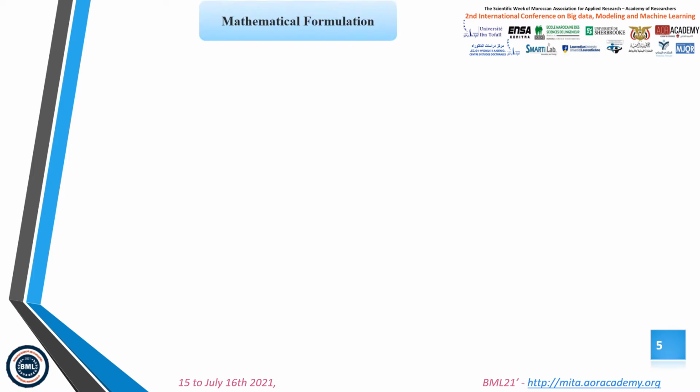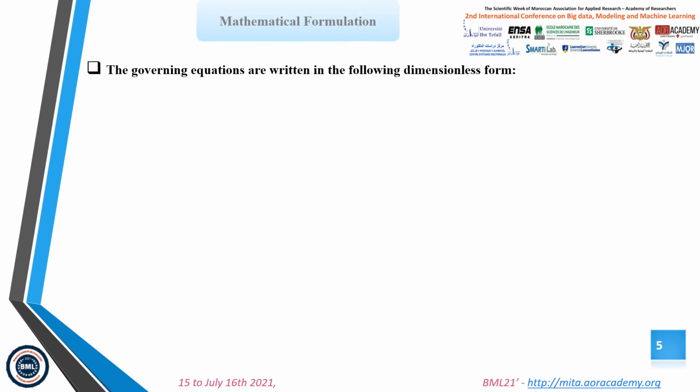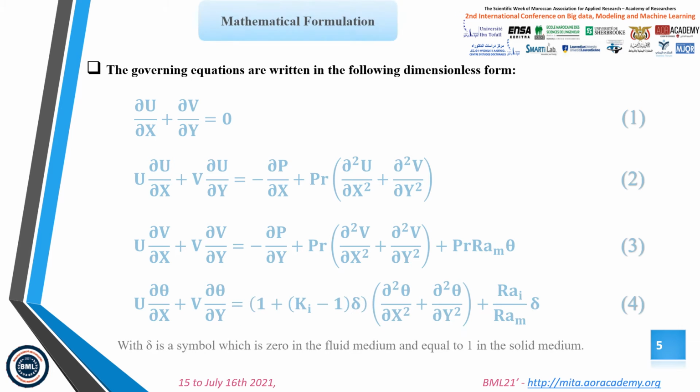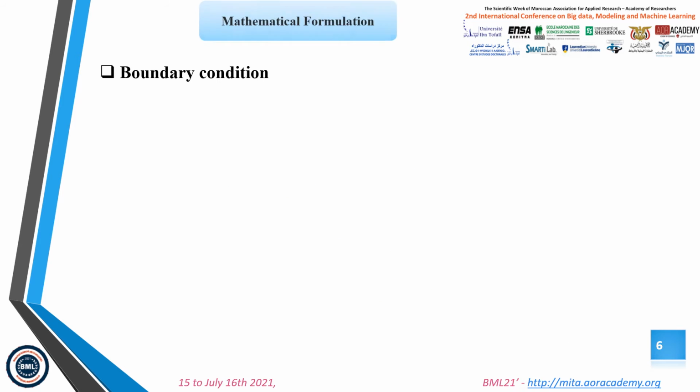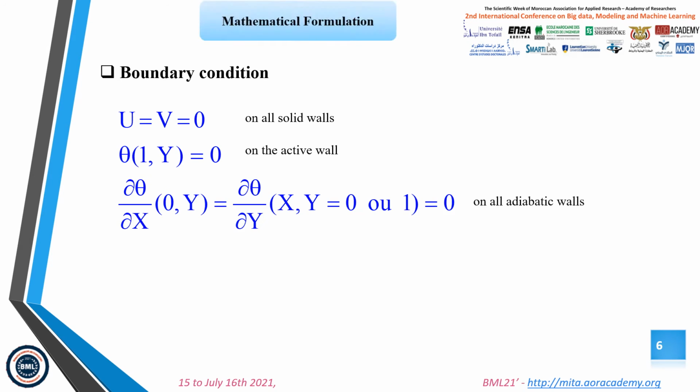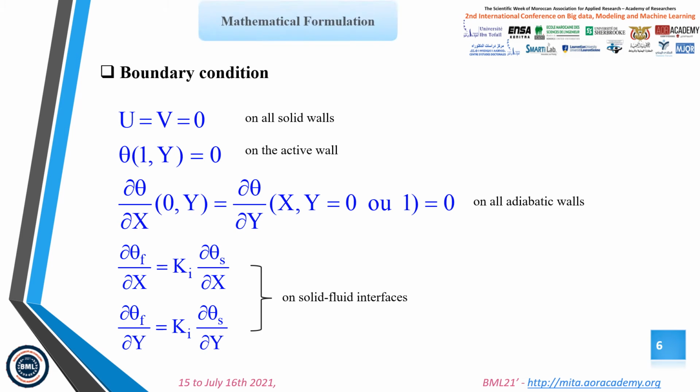The second part, mathematical formulation. The governing equations are written in the following dimensionless form: the conservation of mass, the momentum equation, and the energy equation, where delta is a parameter which is 0 in the fluid medium and equal to 1 in the solid medium. The boundary conditions used for the resolution of the previous equations are as follows: on all solid walls, on the active wall, on the adiabatic walls, on the solid-fluid interfaces.